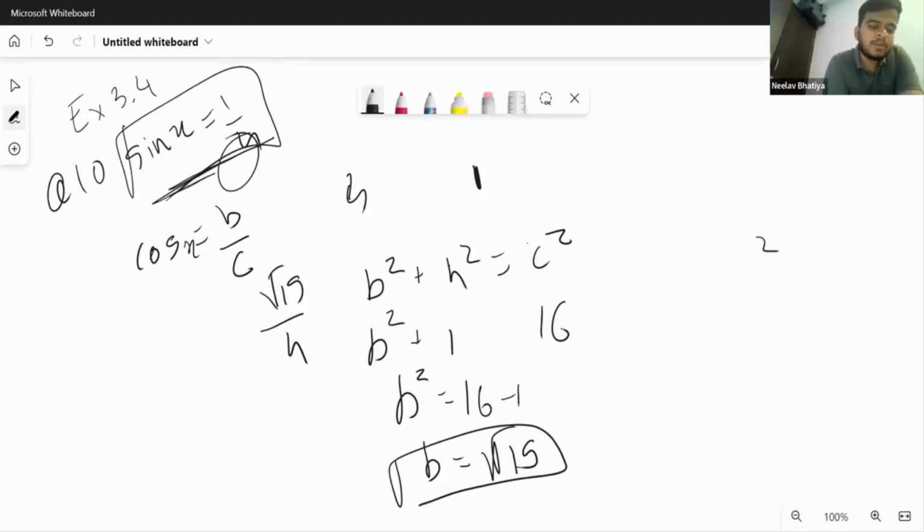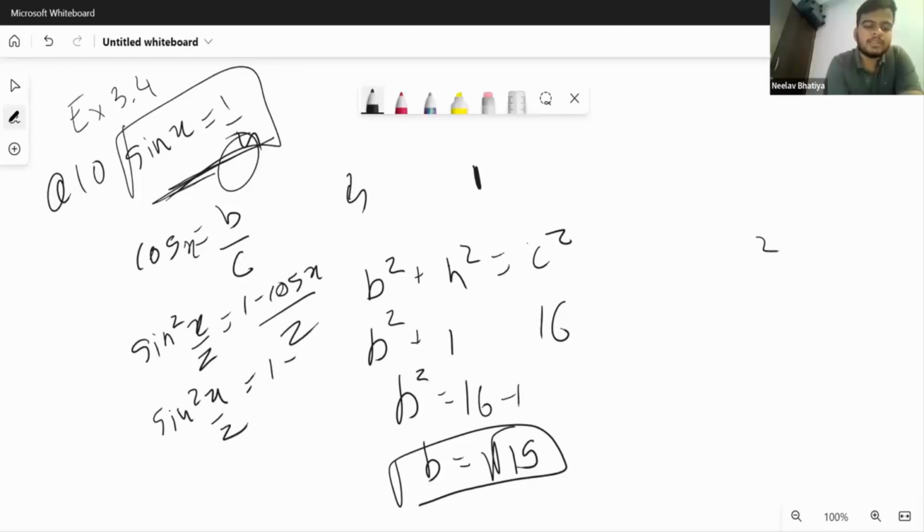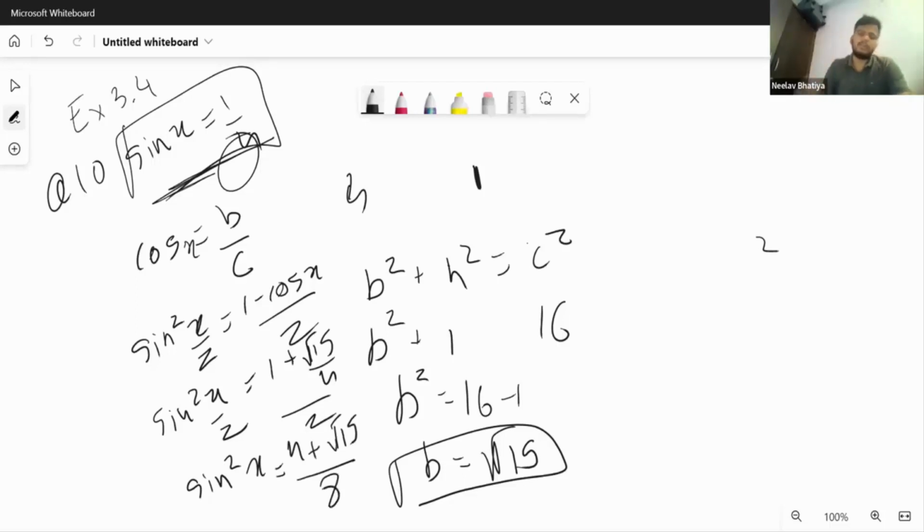We can apply the same formulation as sine square x by 2 equals 1 minus cos x upon 2. Correct. Using the same formula, sine square x by 2 equals 1 minus, this becomes plus because cos x is negative. Multiplying these two terms up, I get 4 plus root 15 upon 8.